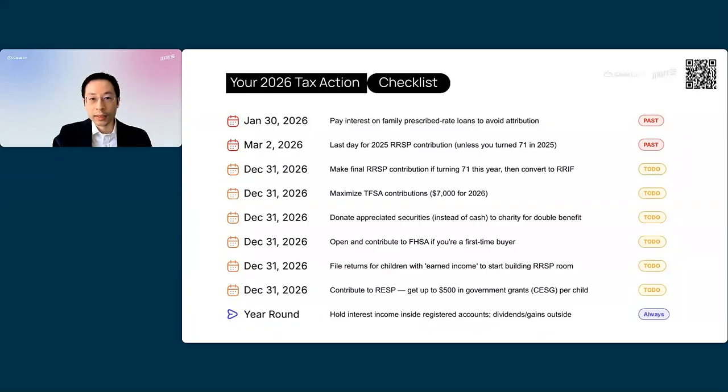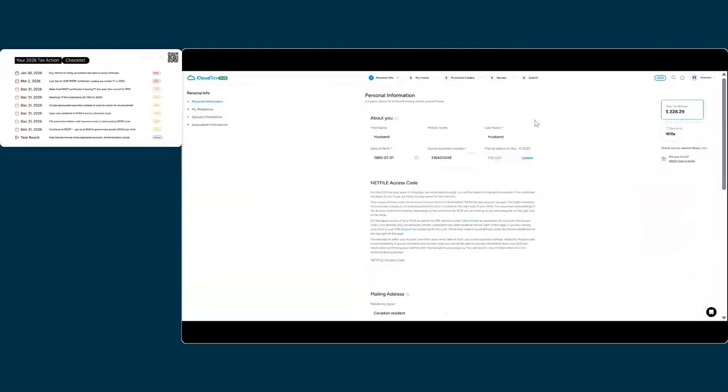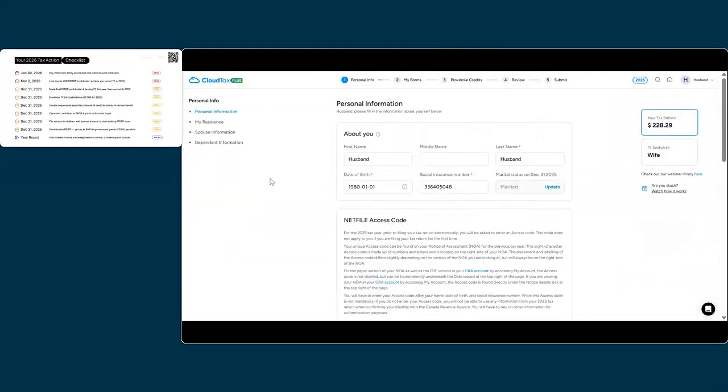So this is the CloudTax interface. It is extremely easy to see. You can see here there's a top ribbon where it says personal info, my forms, provincial credits, review, and submit. And then on the left, there's a list of information.